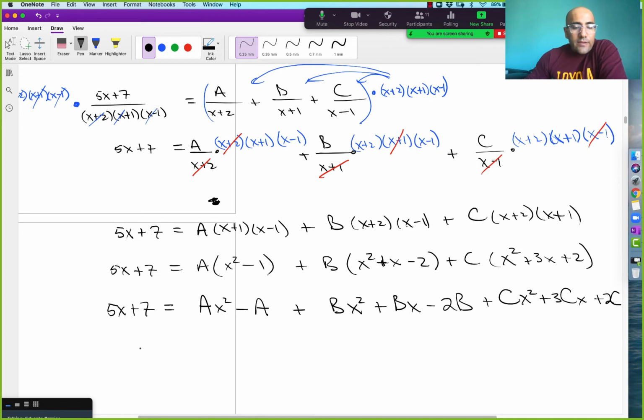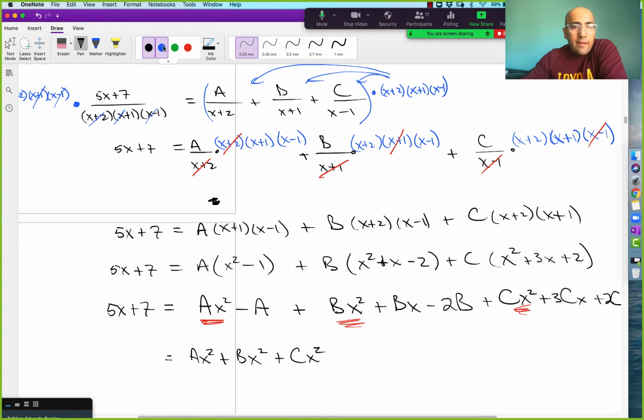Okay? All right, so what I'm going to do is group up the terms based on the powers of x. I'm going to bring together all the ones that have an x², all the ones that have an x, and all the constants with no x, the x to the 0 power. I'm going to write these together, kind of group them up. And I'll end up with Ax² + Bx² + Cx².